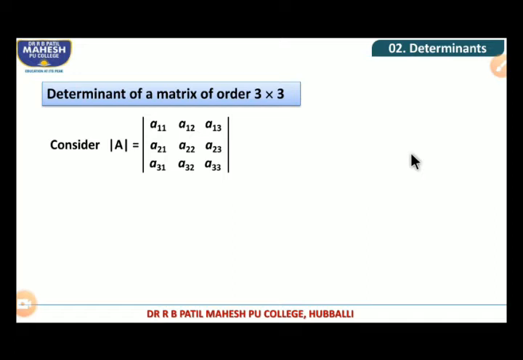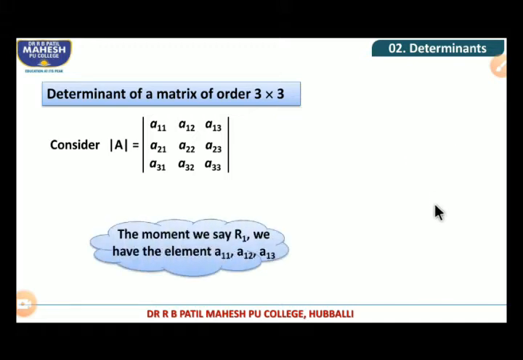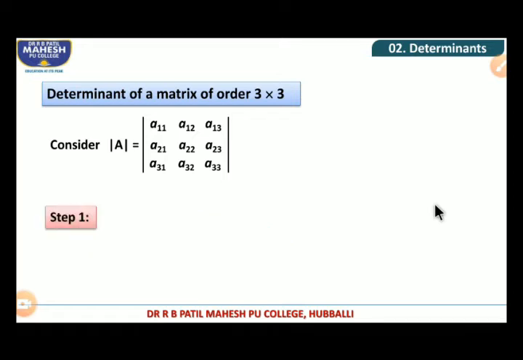So we can expand this one along R1. Already I have told you there are 6 ways to expand the determinant, through any row or any column. So I am going to expand this determinant along R1. The moment we say R1, we have the elements A11, A12, A13.